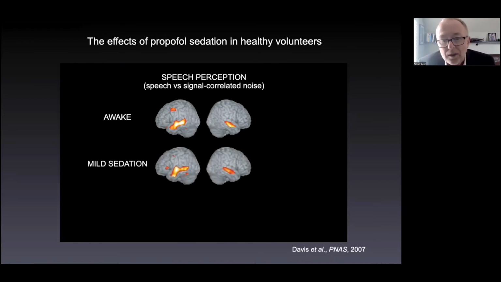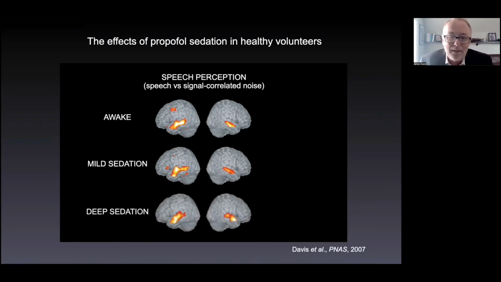When they're mildly sedated, well, really not very much happens. And in fact, even when they're deeply sedated with propofol, we still see these speech specific responses in the appropriate areas of the brain. Now, yes, there are tiny differences between these patterns of activity as we reduce levels of awareness. But if you do a direct comparison, there's absolutely no statistically significant difference. And that is because your brain will continue to process speech as speech, even if you are demonstrably unaware, even if you've been rendered unconscious with propofol.